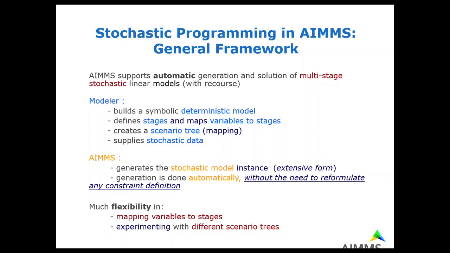AIMMS will generate the stochastic model instance in its extensive form based on the data supplied by the modeler. And this generation is done automatically, without the need to reformulate any of the constraint definitions. By this, AIMMS provides much flexibility in experimenting with different situations, so building different mappings between variables and stages, and experimenting with different scenario trees.